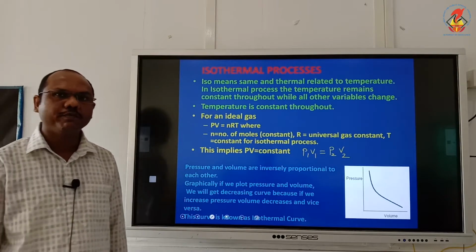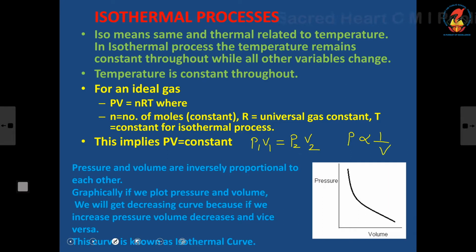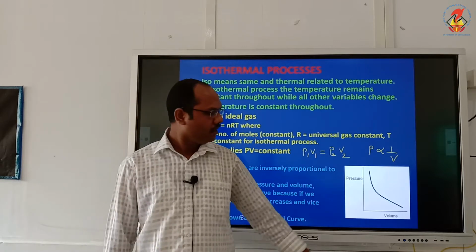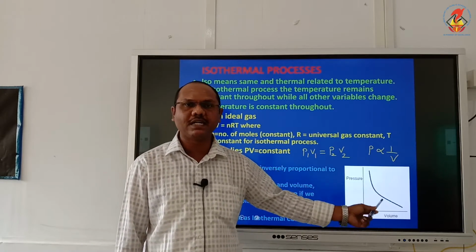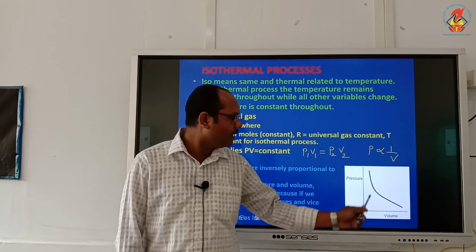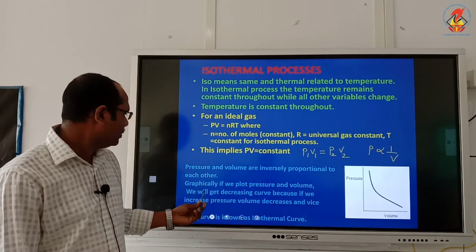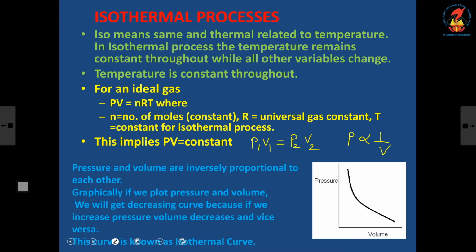P1 V1 is equal to P2 V2, or I will write P proportional to 1/V. That means pressure is inversely proportional to volume for an isothermal process. So, if I draw the graph between pressure and volume, when volume increases, pressure decreases, and vice versa. That is why the graph is a curved line like this. This curve is known as the isothermal curve.